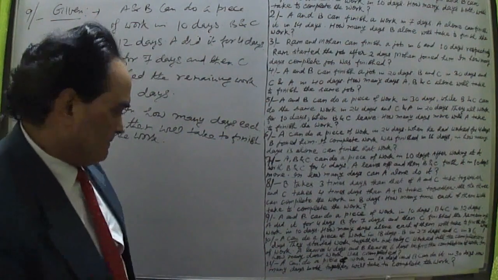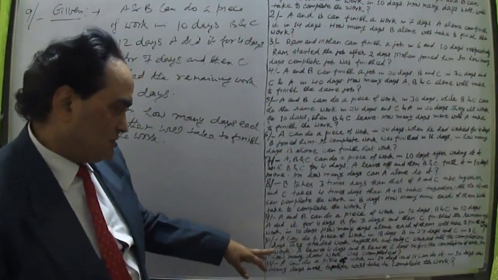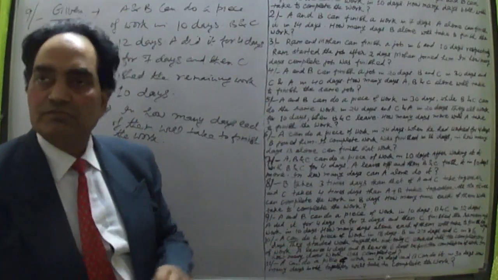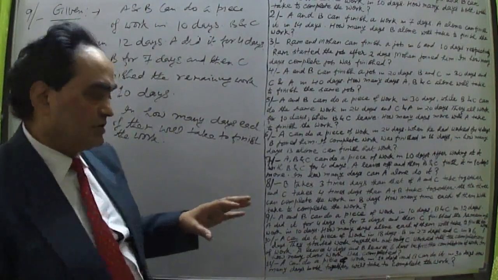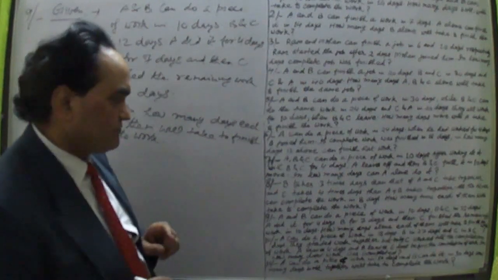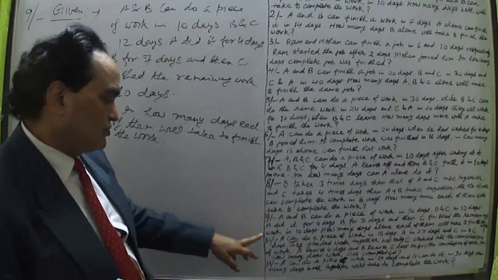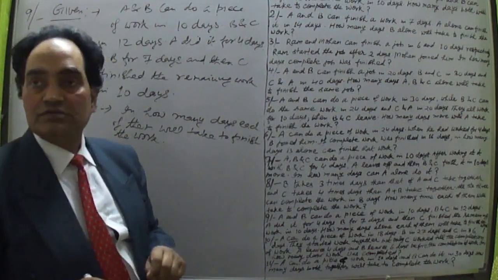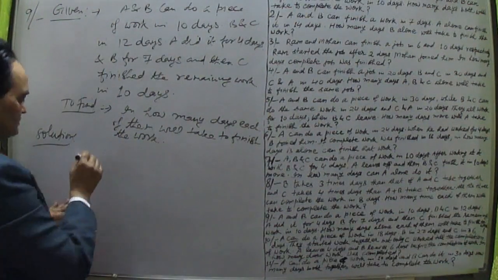Now it says, how many days will each complete the whole work? Now what is given to us? A and B can do a piece of work in 10 days. Then B and C in 12 days. And A did it for 4 days, B for 7 days. Now try to understand.